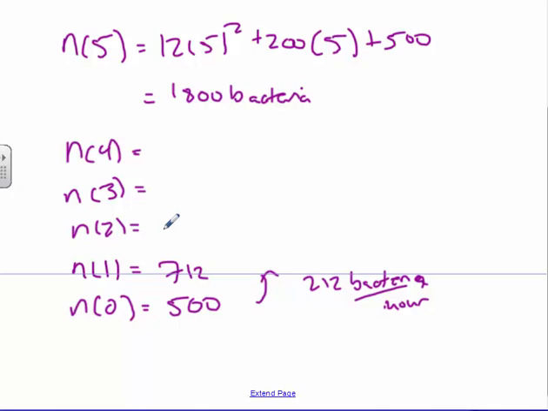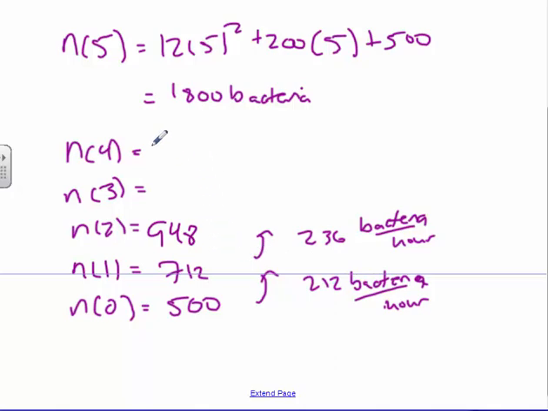Okay, well, let's try to find the next number here. So let's try to plug in 2. After 2 hours, how many bacteria would you have? You can slow down and pause the video if you need to, but I got 948, which means that from hour 1 to hour 2, you're up by 236 bacteria being grown in the hour. And hopefully you'd agree, well, our growth rate is increasing, isn't it? You used to go up by 212, now you went up by 236, right?